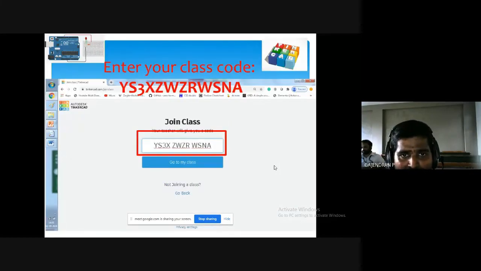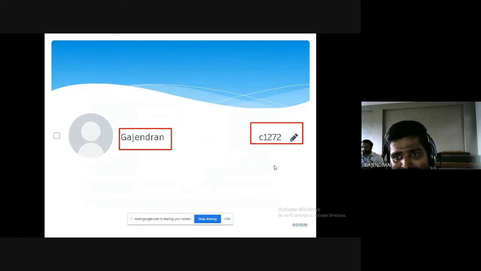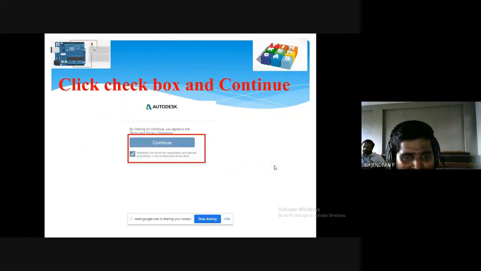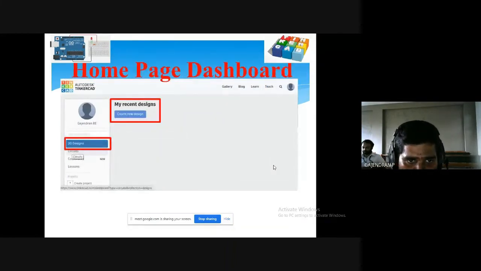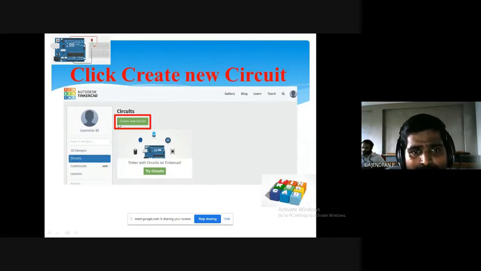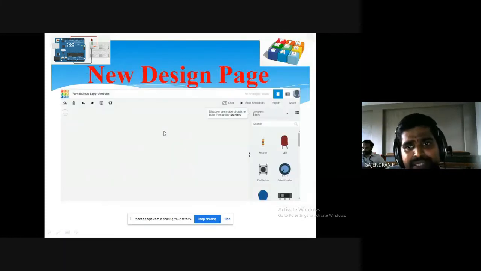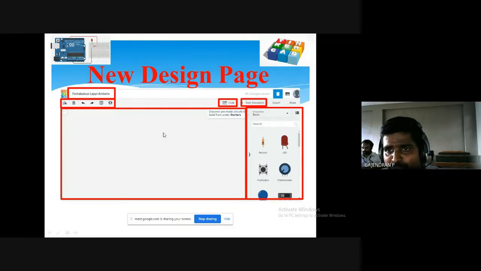Two things you need to collect from your concerned faculty. One is your class code. The second one is the nickname. Once you have received that, you can click continue, then you go inside, and you will get the dashboard like this. In the dashboard, you have two options, 3D design and circuits. You need to click the second icon, circuits, then go to create new circuit, and you will get a window like this.